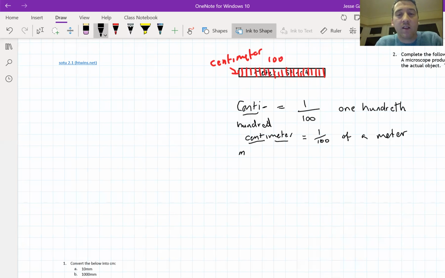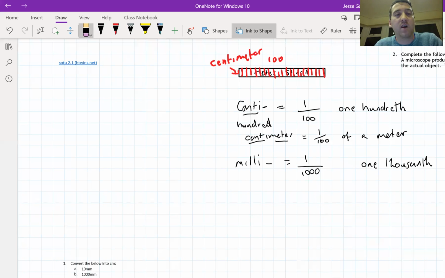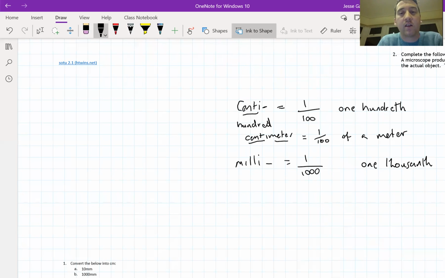And milli, this word here, milli means 1/1000th. Not 1,000, 1,000th. So it's a fraction, 1,000th of a meter. So to do this, I would have to take my meter. I'm just going to have to rub out this. I would have to take my meter stick like this.